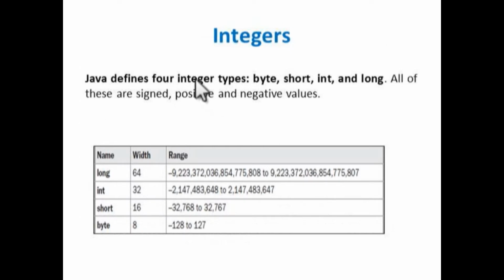First one, integers. The integer supports 4 basic types: byte, short, int, and long. Here I am showing the different range of values. For byte, the range of value is -128 to 127. Likewise, in short, we can use this much range of value. Here the second column is used to denote the width of the corresponding data types.